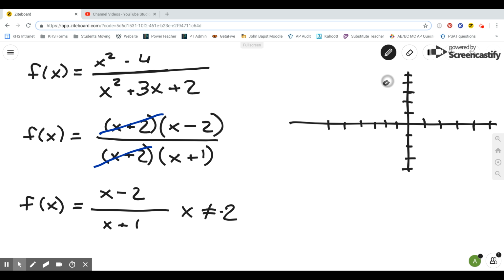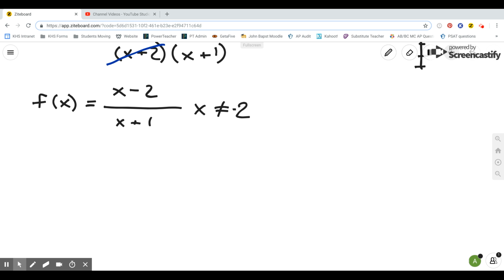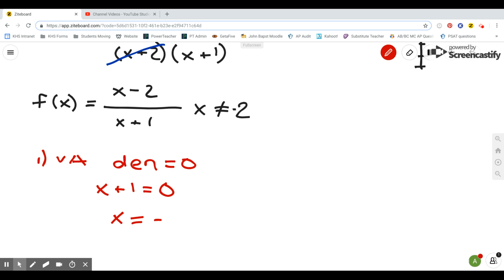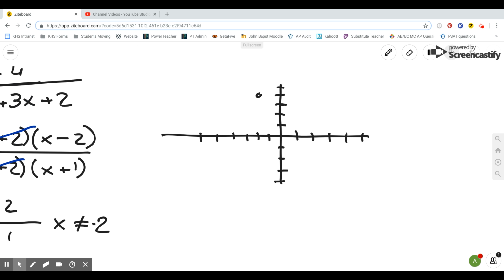And let's go to, I suppose we can do vertical asymptotes first. Let's do those in red. So first thing we want to look at is vertical asymptotes. That happens where your denominator is equal to 0. So where x plus 1 is equal to 0. So vertical asymptotes are where your function is undefined, where your function does not exist. And in this case, it's at x equals negative 1. So very close to that removable discontinuity.